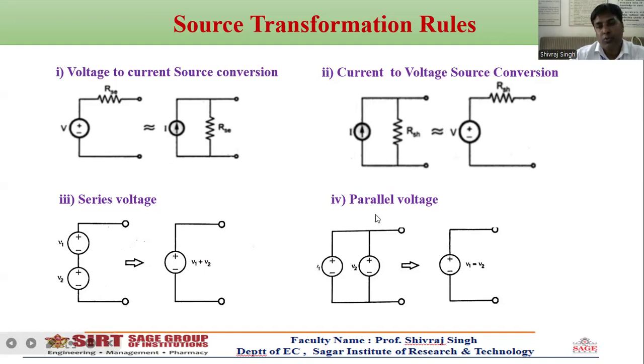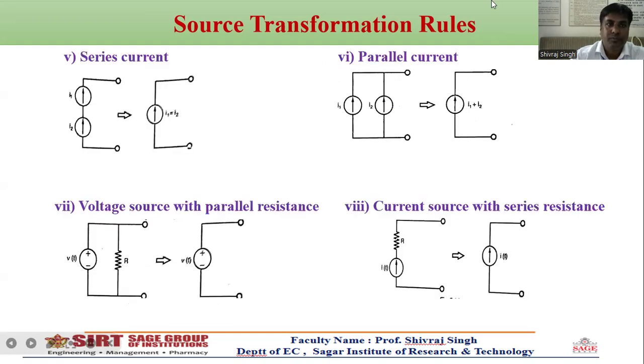Fourth rule, parallel voltage. If n number of voltage sources are connected in parallel, then the equivalent is represented by a single voltage source. Here only two voltage sources are considered, V1 and V2. In the parallel case, both voltages are the same.